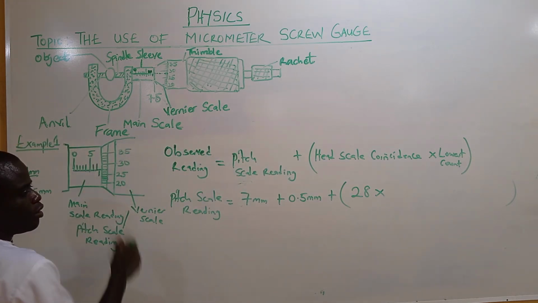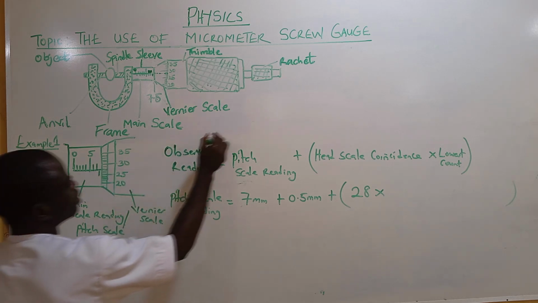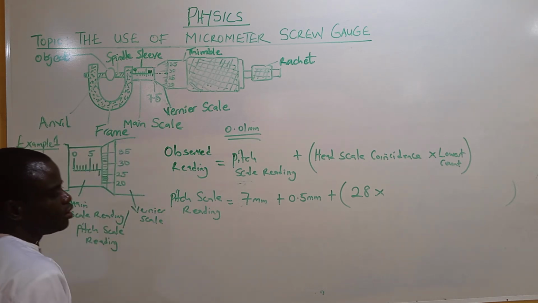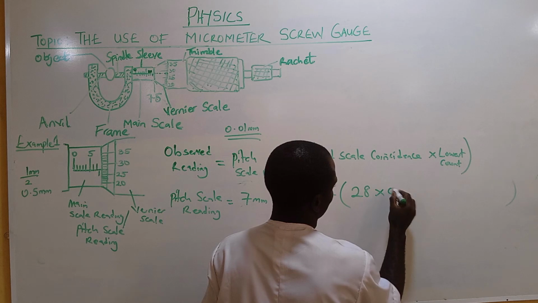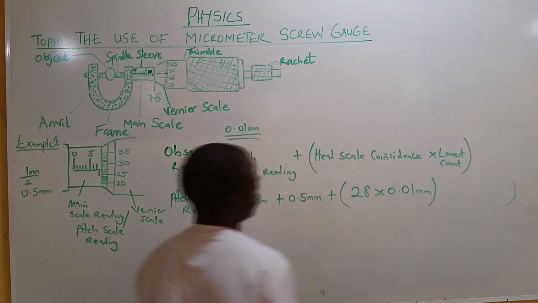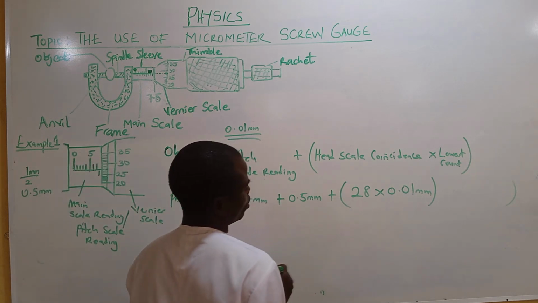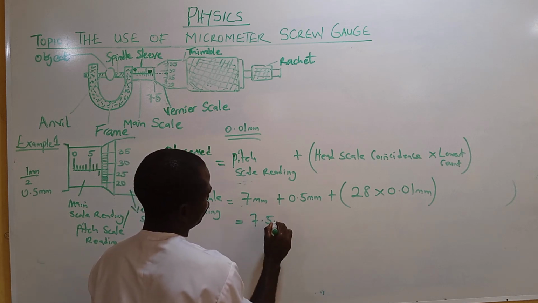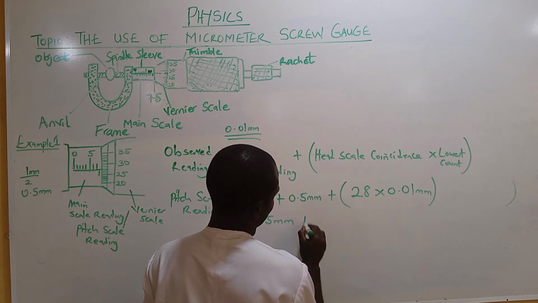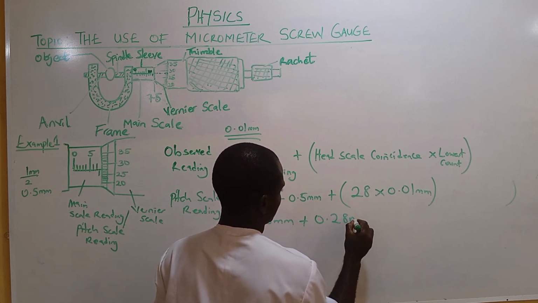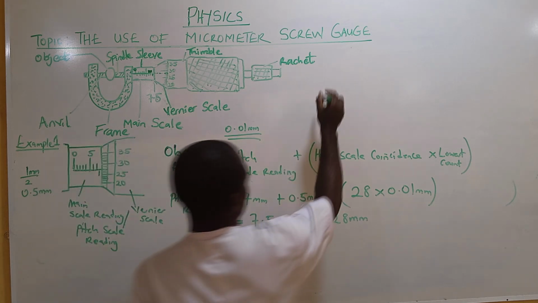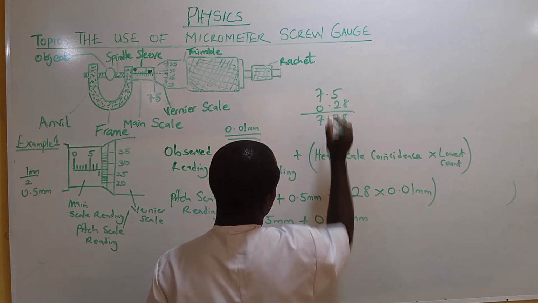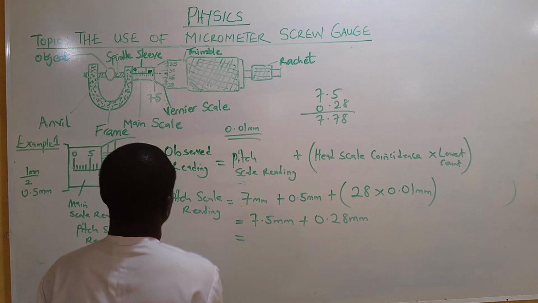The lowest count, the accuracy, is 0.01 millimeters. That's the accuracy of the micrometer screw gauge. When you multiply that, you have 0.28 millimeters. Adding it to 7.5 millimeters, 7.5 plus 0.28, you have 7.78 as the observed reading.